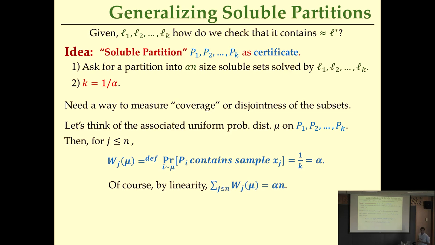The other thing I want you to remember is that by linearity, if I add up the w_j of mu's, then I get alpha n. That's because every piece in my partition was alpha n sized. So that's just linearity. Good?